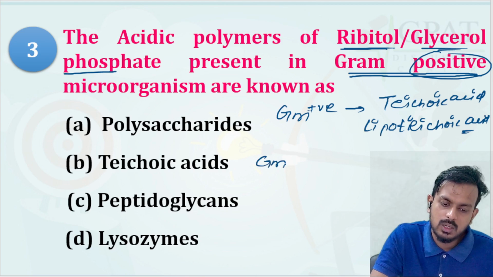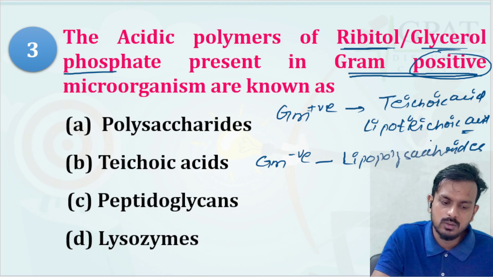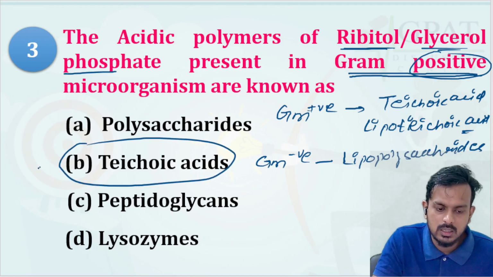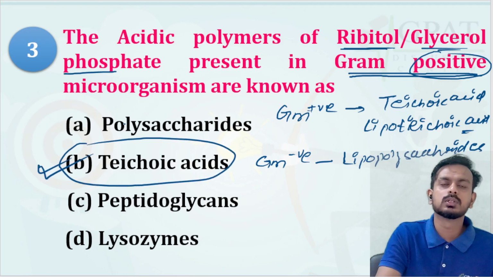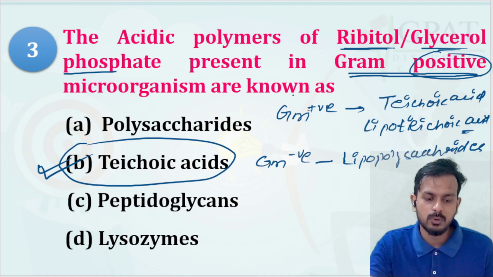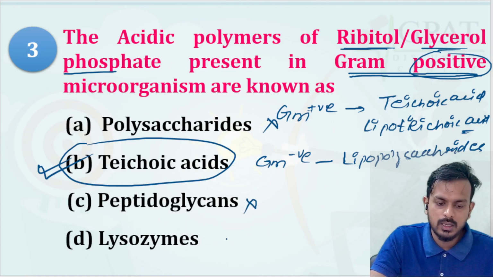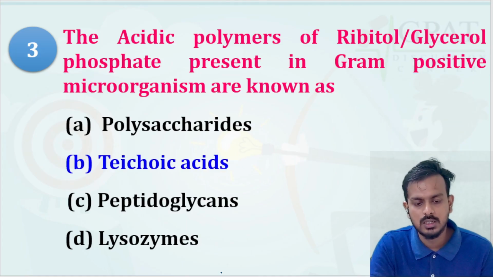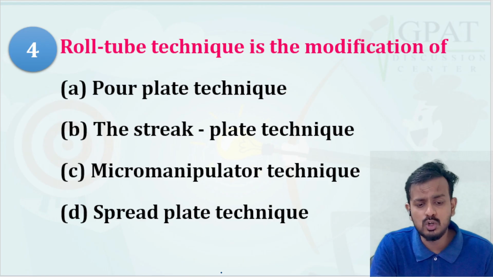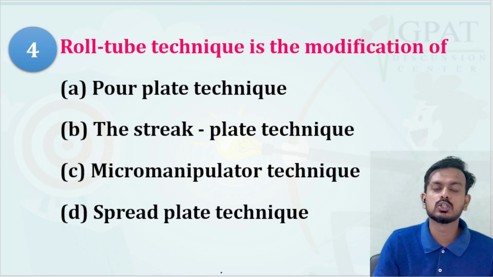If we talk about gram-negative bacteria, the compound present is lipopolysaccharide. Please note it down. So your correct answer is teichoic acid. Option B is the correct answer. Not polysaccharide, not peptidoglycan, not lysozymes.